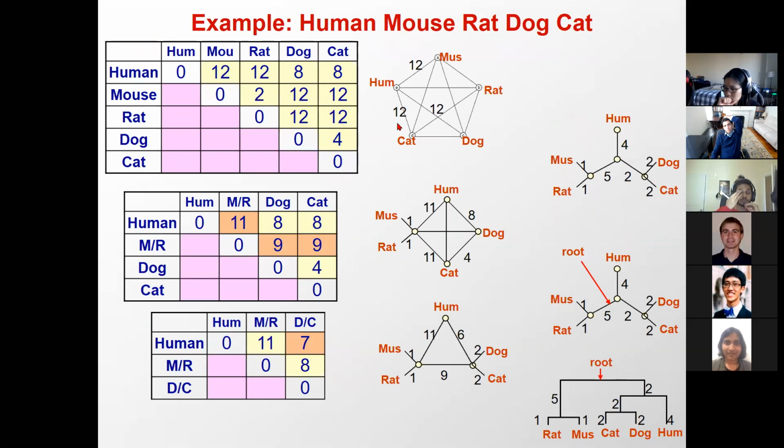So here's an example. We basically have these human, mouse, rat, dog, cat distances, and we have this full distance matrix that basically says 12, 12, 12, 8, 8, 8, etc. And then we can start merging together pairs of species that are the closest to each other. And here, rat and mouse are the closest, so I can merge those first, and then put the point halfway between them, and then recalculate the distances.